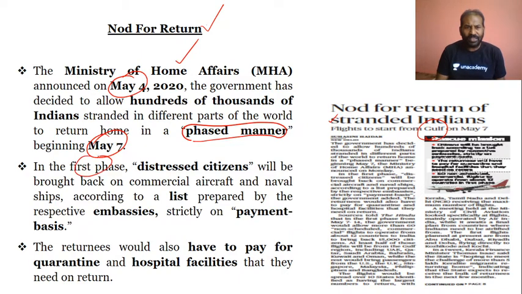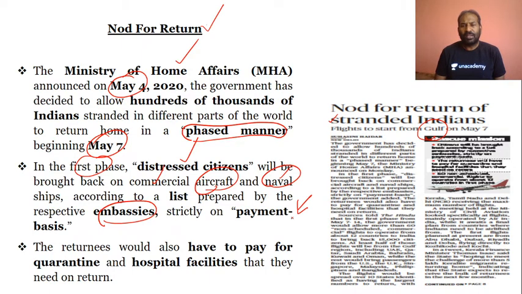And in the first phase, the distressed citizens will be brought by commercial aircraft and naval ships. So the ones involved in getting back the citizens are the aircraft and the naval ship. This is important. And it will be according to the list prepared by the embassies, and they will get back the Indians on a payment basis.